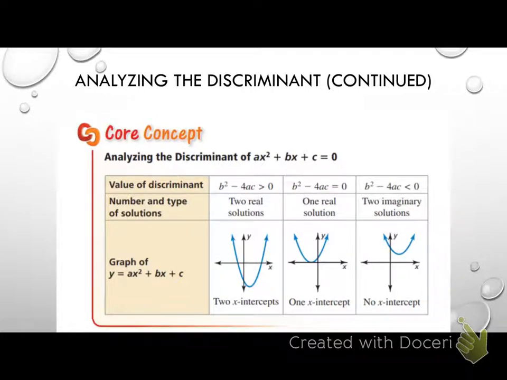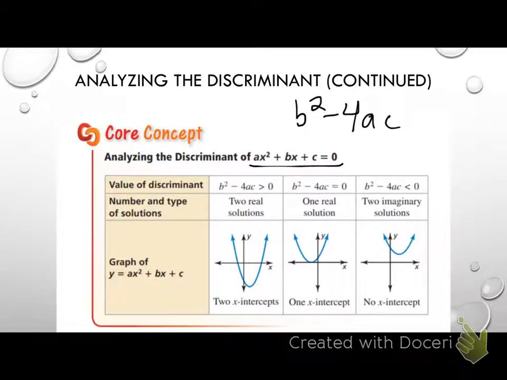Okay, here's a little chart right here. I would write this chart down if I were you. Here's how we analyze the discriminant. Once again, we want it in this special form: ax squared plus bx plus c equals 0. So our discriminant is b squared minus 4ac, right?